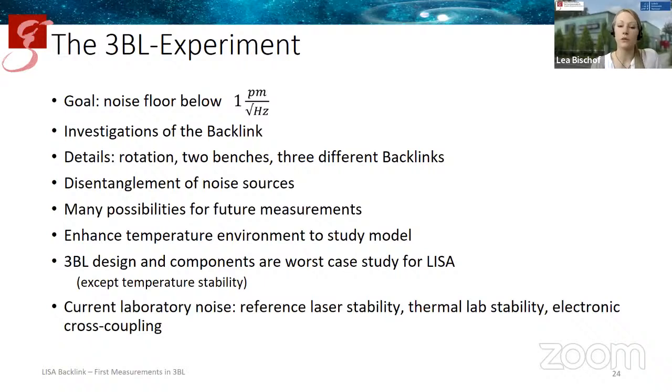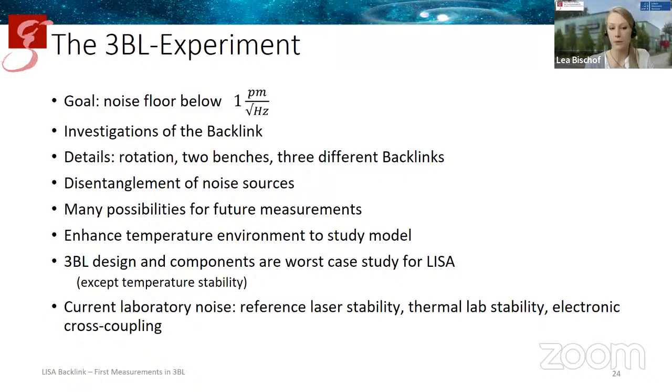So the Three-Backlink experiment, the goal is to bring the noise floor to the 1 picometer per square root of hertz requirement. And then we can really investigate the backlinks for their performances. We have a lot of details like the rotation. We have 2 benches. We have 3 different backlinks, which allow us to disentangle the noise sources. And we have many possibilities for future measurements in order to study the backlinks and all kinds of parameters.